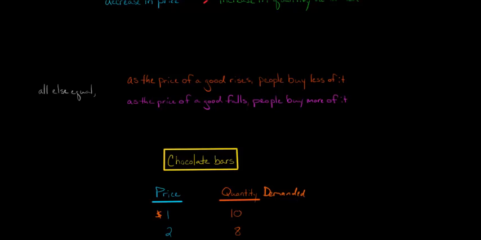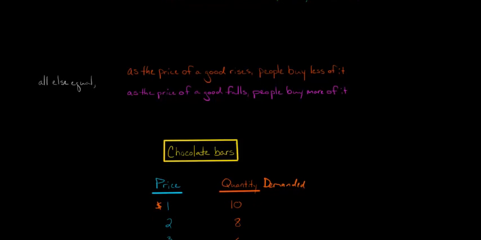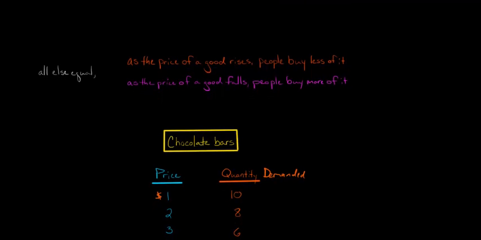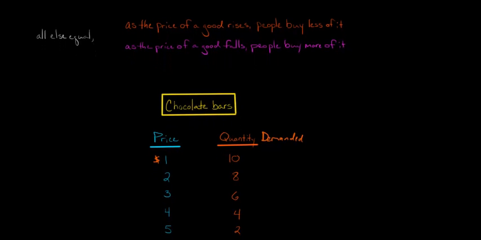Now, if you went to the store and instead the price was $2 or €2, you would instead want to buy 8 chocolate bars, because now there's a higher price. It's $2 instead of $1. I still like chocolate bars, but I'm not going to buy 10, right? So I'm going to buy 8. What if the price were to go up to $3? Or what if the price went to $4 or $5? We could map out the quantity of chocolate bars that you would want to buy at each price.